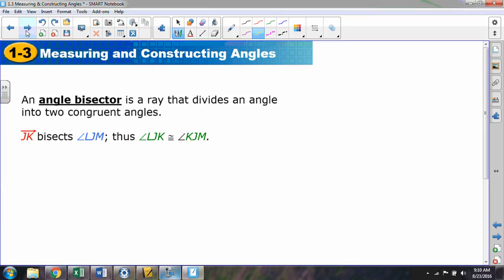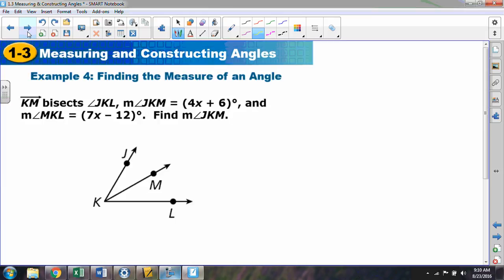What does bisect mean? That's looking at our vocab from previously. What does bisect mean? Bisect means to cut in half. So an angle bisector cuts an angle in half. With it cutting it in half, here's the type of thing that we would work with.